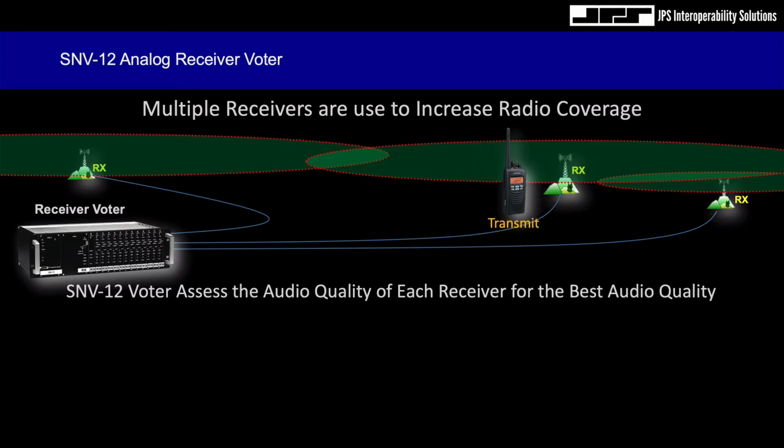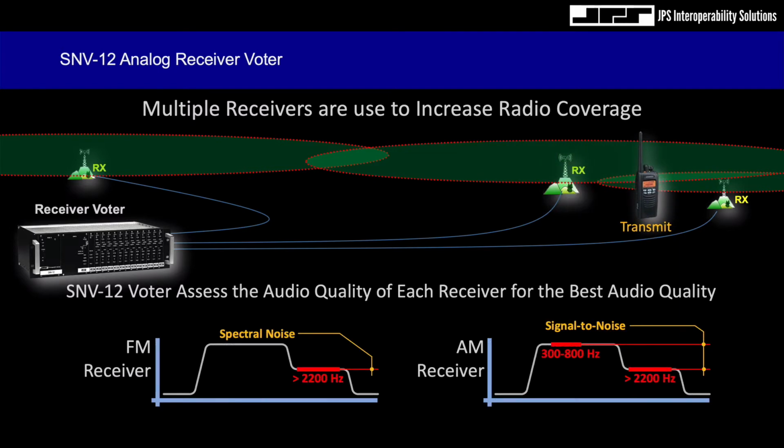But another important duty of the voter is to disguise the handoff of the audio between receivers as the subscriber unit moves further from one receiver and approaches another receiver. The transition of audio between receiver sites of a properly voted system should be completely indistinguishable to the listener.